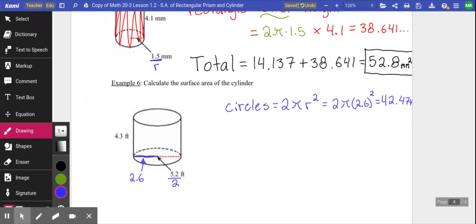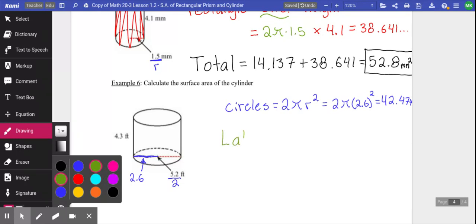42.474, right? It keeps going. Sorry, I keep running out of space there, so it's a little bit jammed in. It's 42.474. The hard part is that label. I'm actually just going to name it label so people know what I'm talking about. It's that rectangle, right? To do the length and the width of that. The length is the circumference. The width is the height.